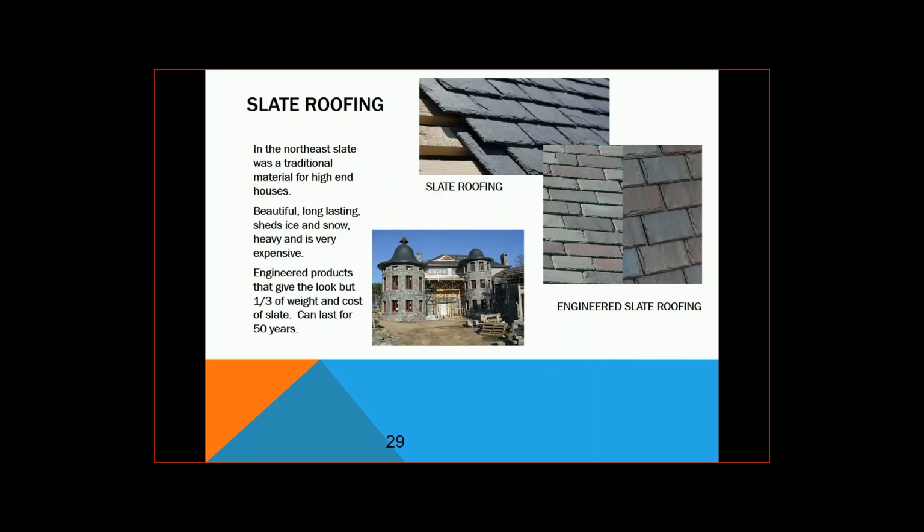Slate roofing. Again, like I talked about, it is typically found in the Northeast. It's a high end, typically. Lasts forever, it sheds ice and snow, it's heavy, it's very expensive. You can get engineered products. If you look over on the right, you have an engineered slate roof. This is about 1/3 of the weight and cost, and it can last just as long as a regular slate roof can.